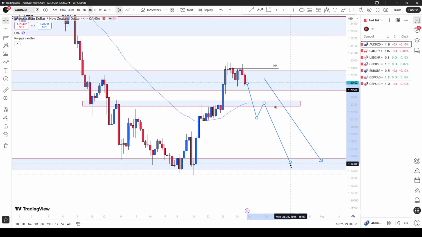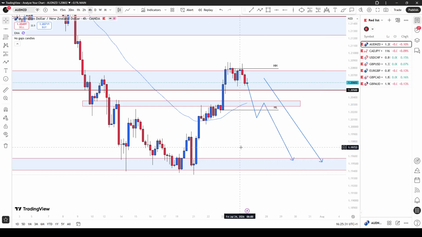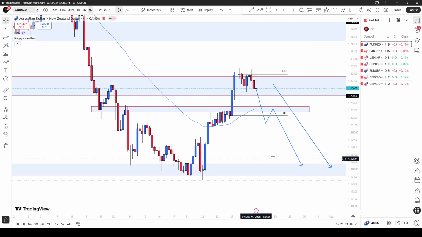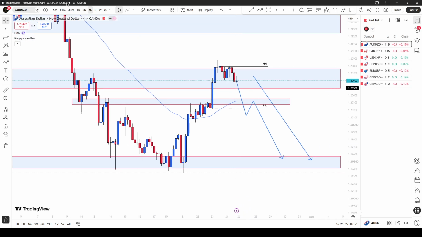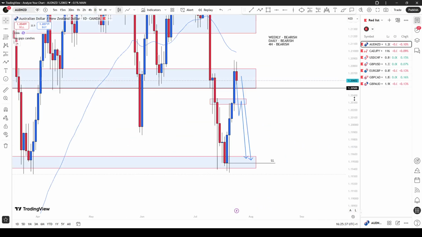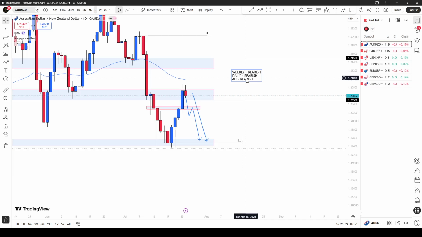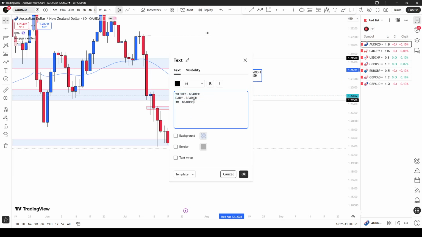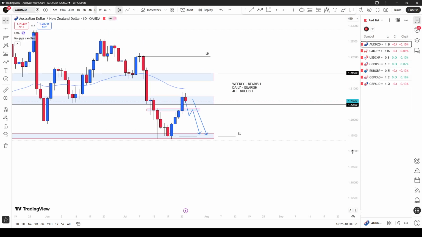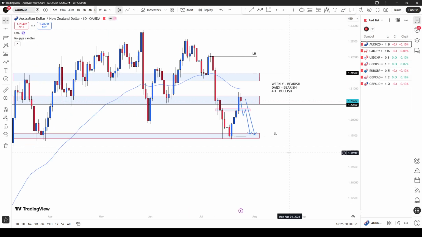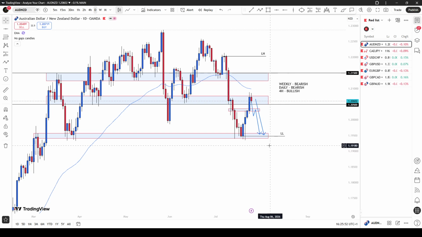But fingers crossed, and I'll take my profit here. So that is that on AUD NZD. This pair is bullish on the 4-hour. Okay, so that's what I'm looking out for on AUD NZD. Very clean, simple trade.